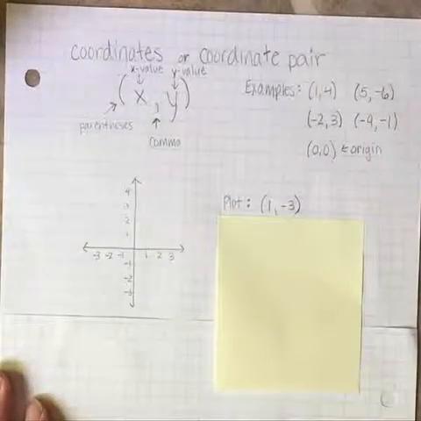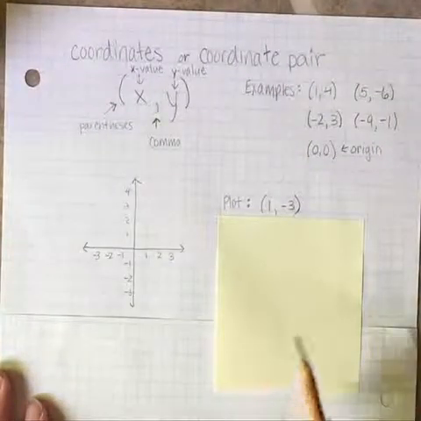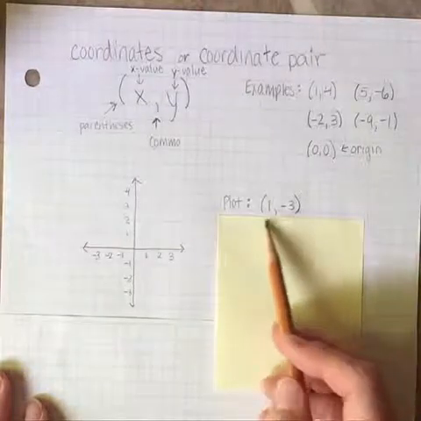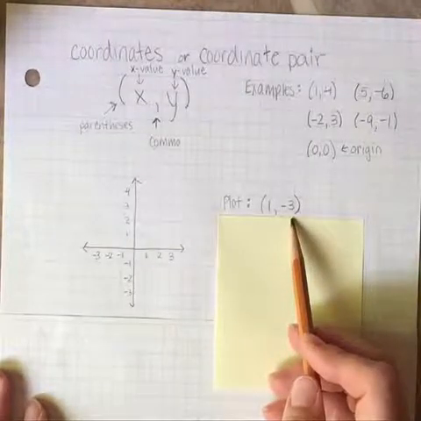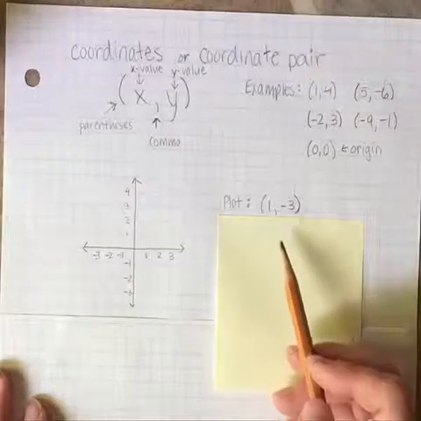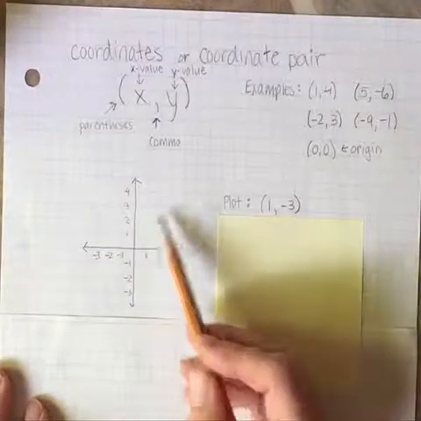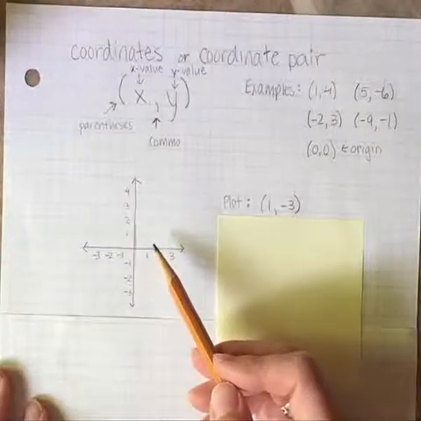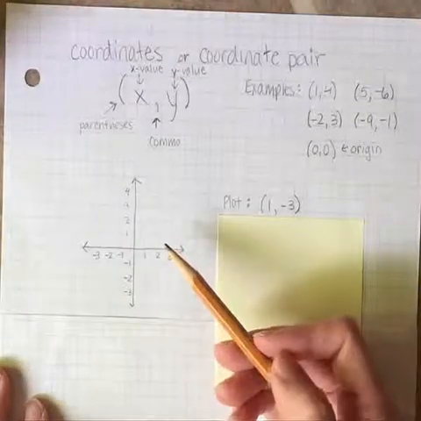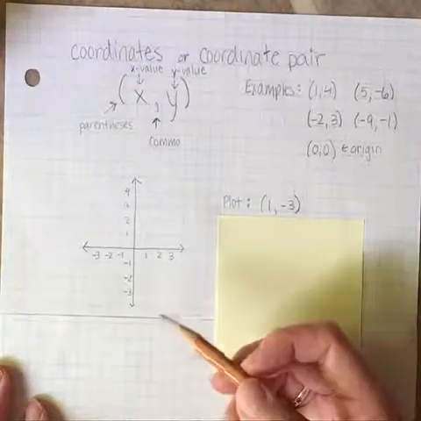To work with a coordinate grid, you'll either be given a point, given a coordinate pair like this one, and be asked to plot it on a coordinate grid, or you may be given a point on a grid and you will be asked to come up with the coordinates for that point. So I'm going to show you how to do each of those things.